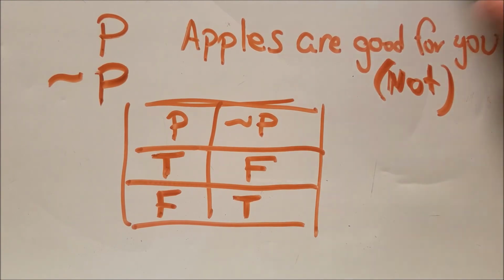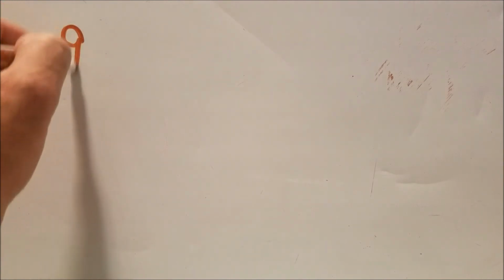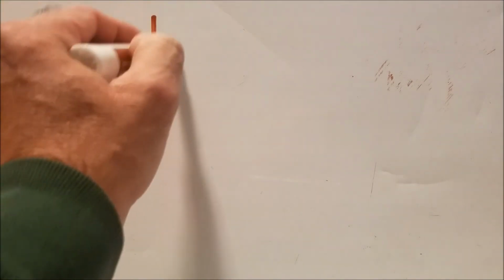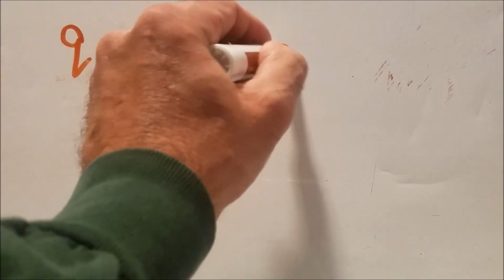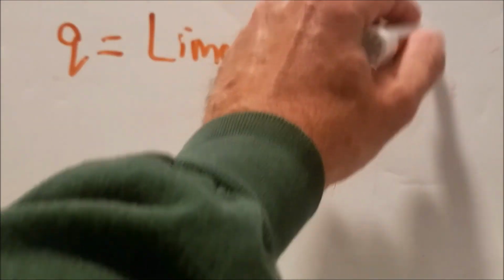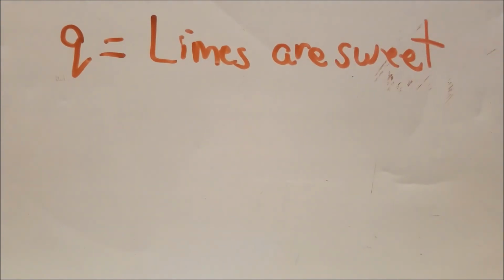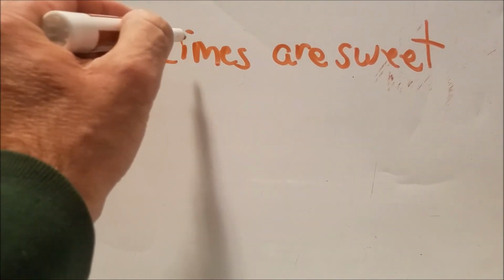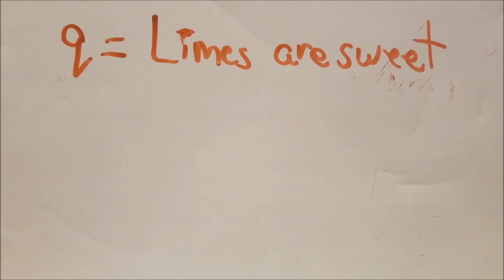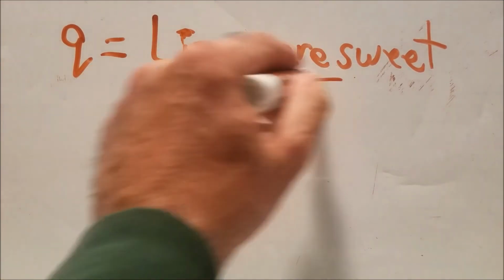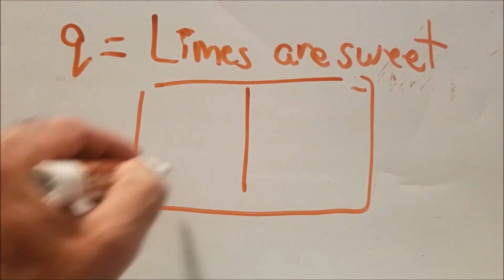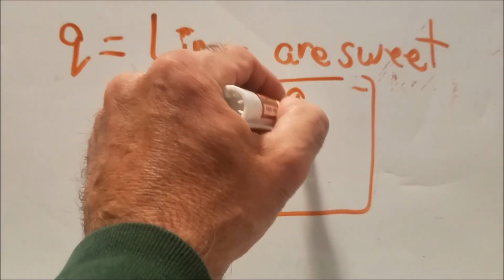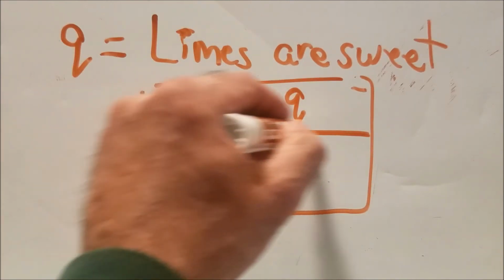Look, we can also use Q. Let's say Q says, limes are sweet. Again, they could be sweet, right? But for the most case, limes are sour, but we don't care about that. We're just looking at the statement itself. Limes are sweet. So again, we make our truth table. This time we're using Q, right? Usually Q, P, or R.